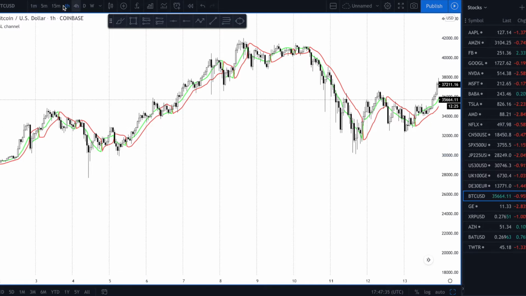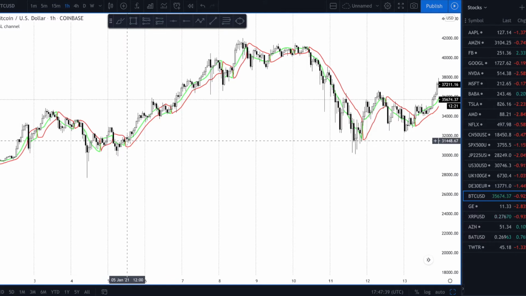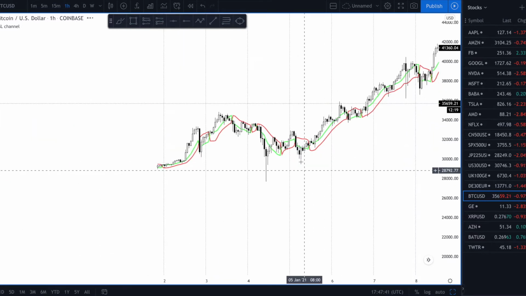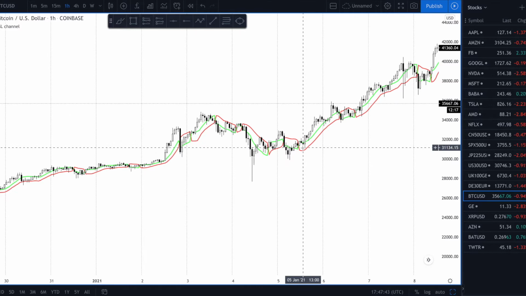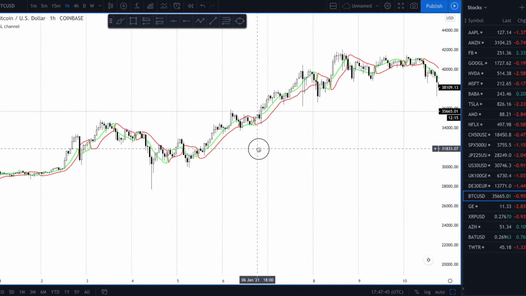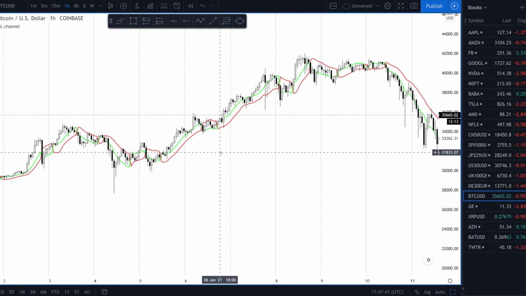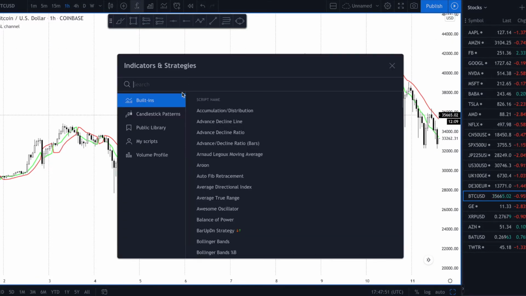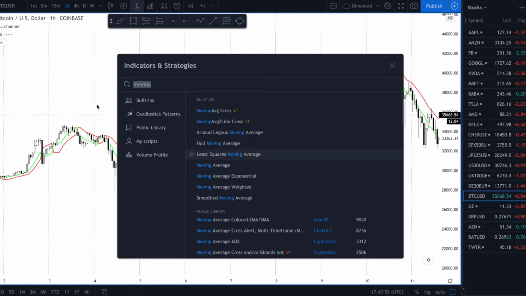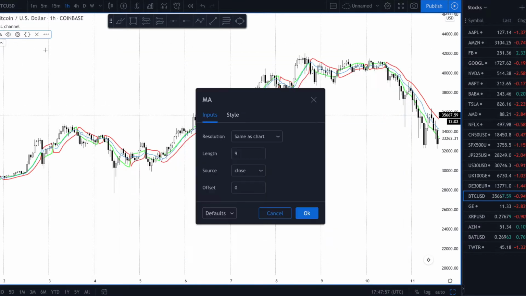We are on the 1 hour chart, and basically we're gonna wait for the indicator to show us green. So green line above the red line, and you're gonna go for longs. And you can use another moving average. Here we're gonna put a 21 moving average.